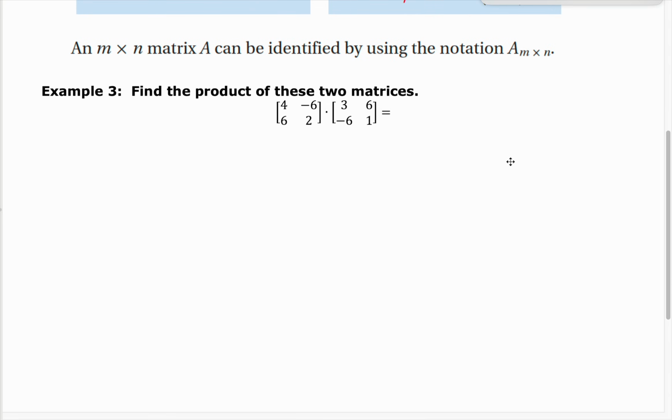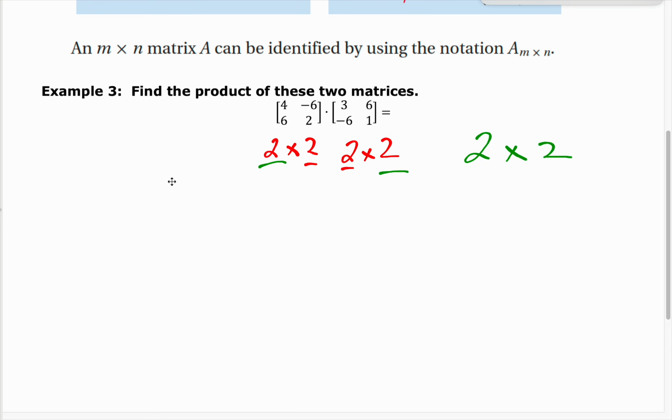So let's do example 3. We're going to find the product of these two matrices. All right, so what do we have here? This matrix is a 2 times 2, and this matrix is a 2 times 2. These match, so we know that our final matrix will be a 2 times 2.